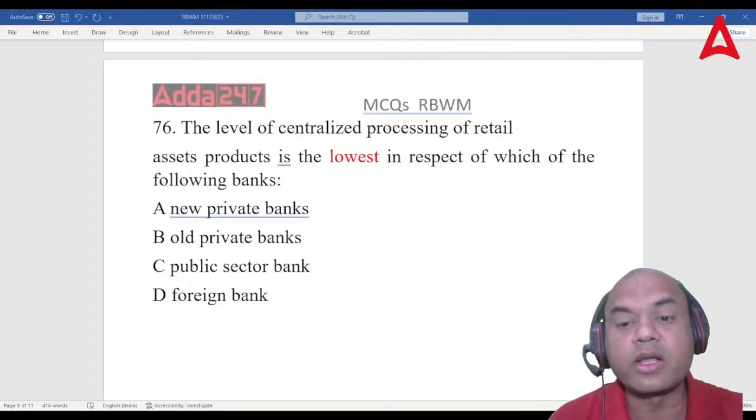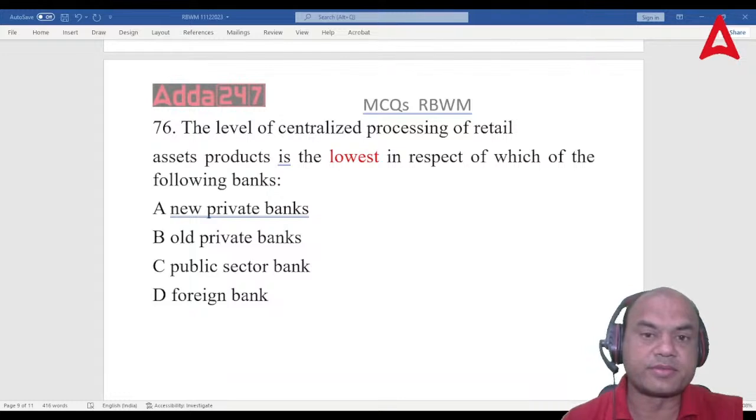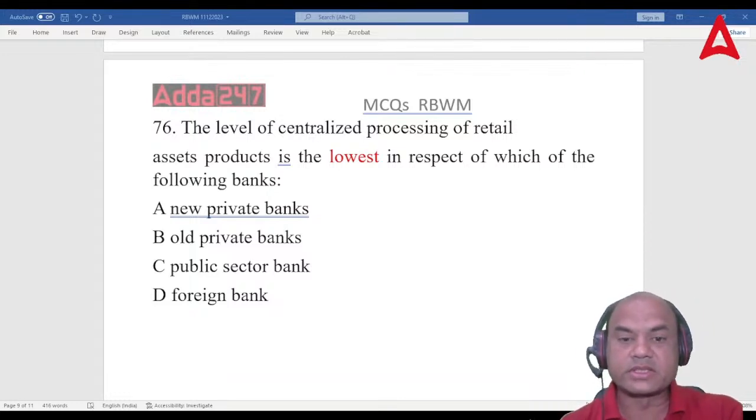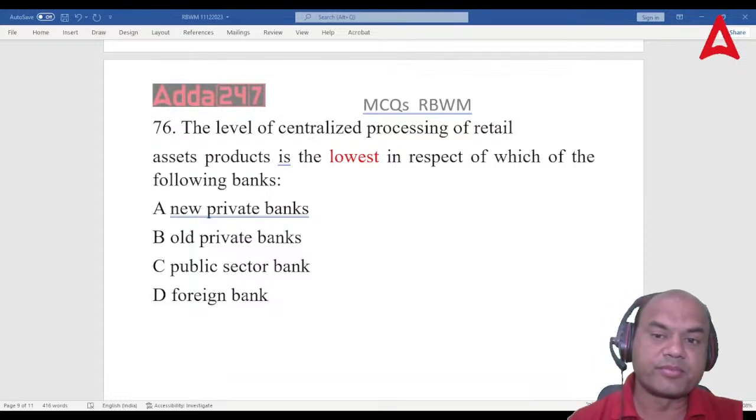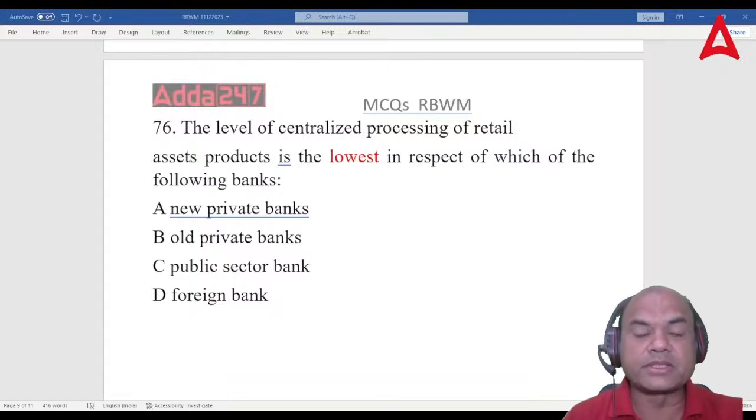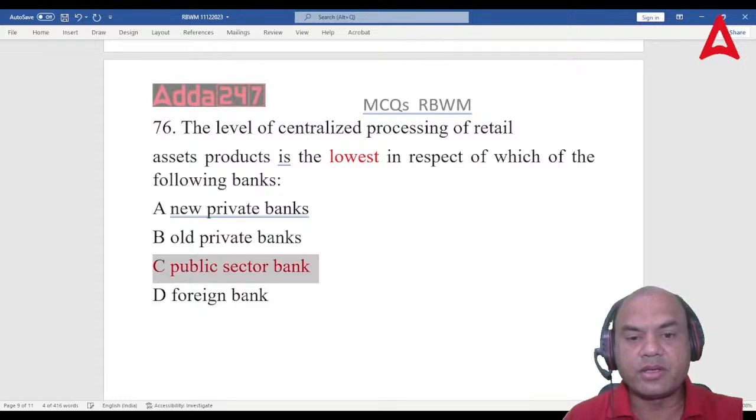Lowest now. We don't want highest. We want the lowest. Okay? So it is lowest in public sector banks. Remember this. Public sector banks. C is the answer. Okay?